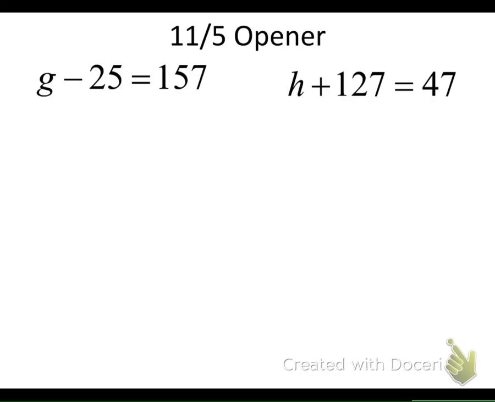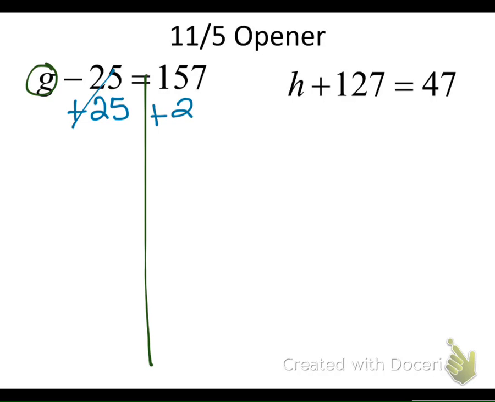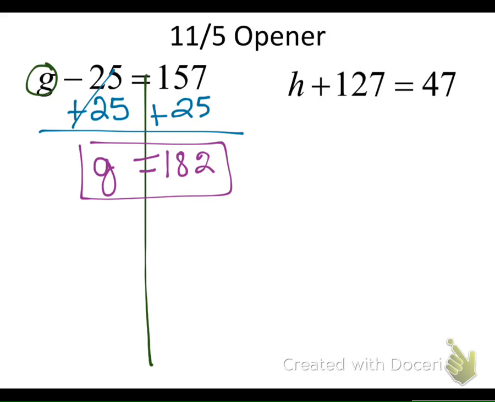All right, Danielle, what do I do here? Okay. Then plus 25. Cross it out. And then bring down the variable and equal sign. Then you should end up with 182. Then box it. Perfect. Nice job.